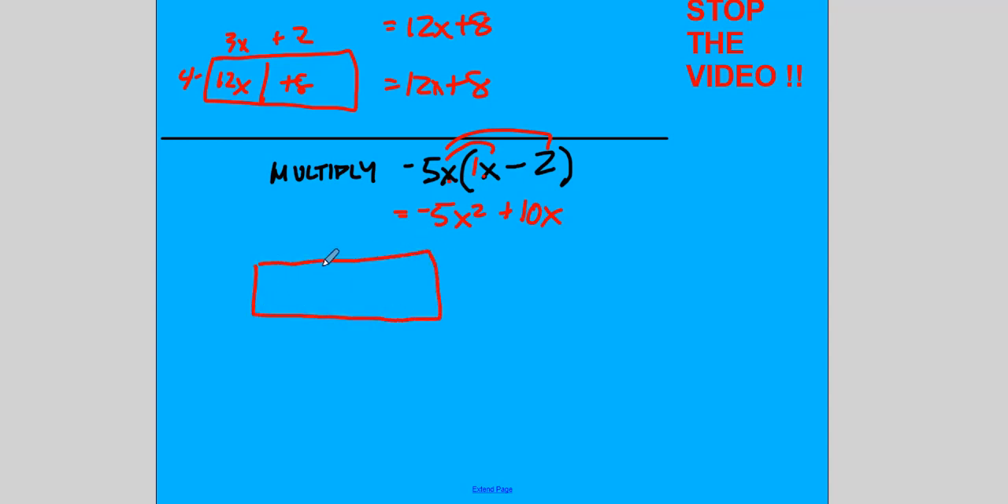You could use a box here. Negative 5x, 1x minus 2. When you use the box, the advantage is you remember you've got two multiplications due, because again, students like to forget to multiply negative 5x times negative 2. So negative 5x times 1x is negative 5x squared. Negative 5x times negative 2 is 10x. Taking it out, that's actually plus there, so that's negative 5x squared plus 10x.